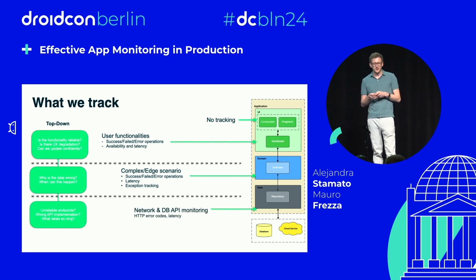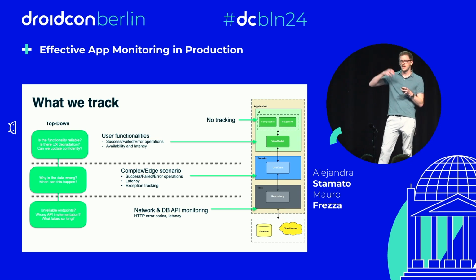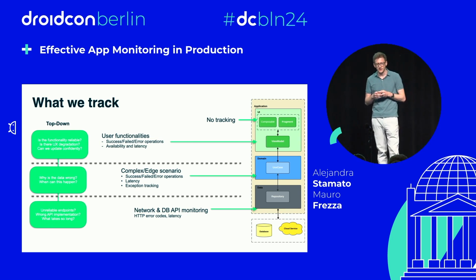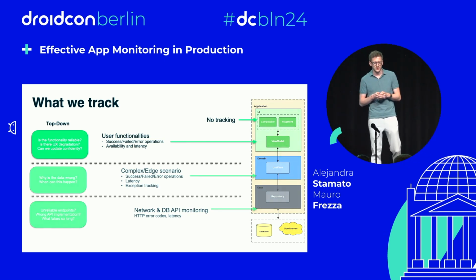Moving down in the data, we try to answer a question like how reliable or unreliable the endpoints are. How many times do we get an error? And so we are able then to understand as a cascade how these impact the rest of the functionality. And here we usually monitor the HTTP error codes and the latency of the network calls, and also any API to the database.